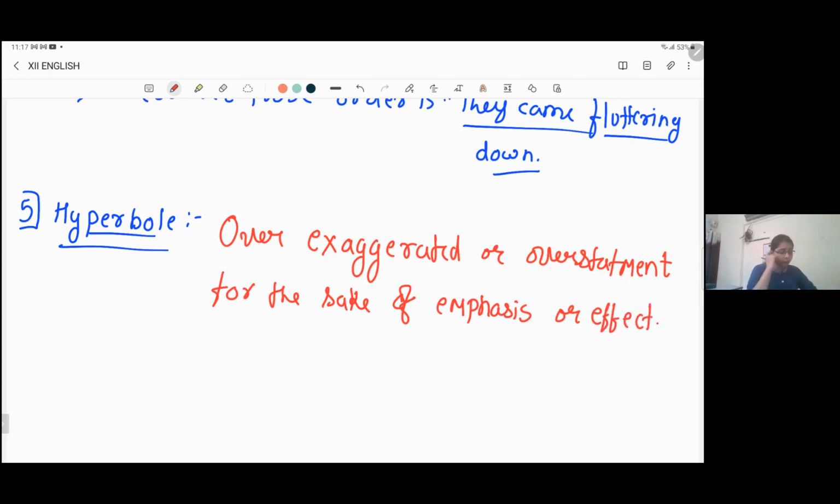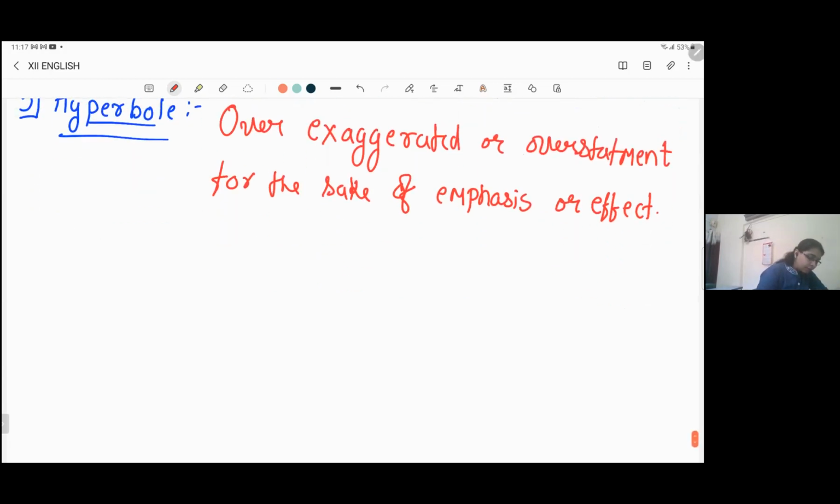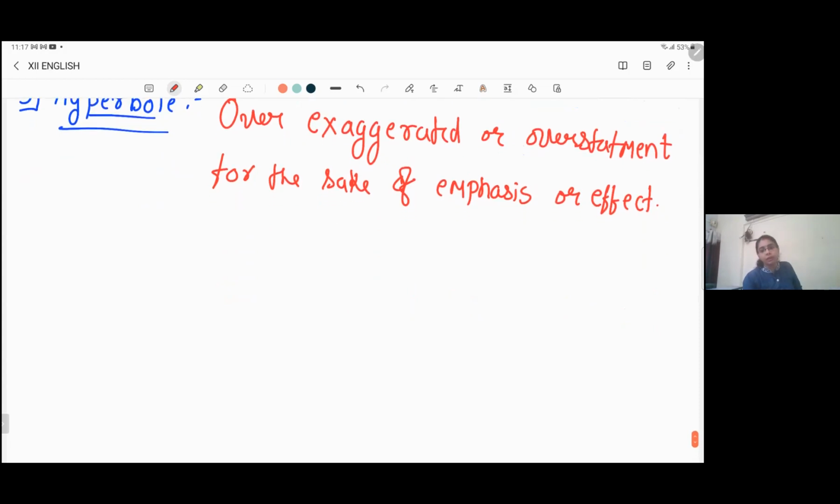Clear? Over exaggerated, overstatement for the sake of emphasis or effect, giving to a particular sentence. Now, regularly we talk to each other. When we want to exaggerate about ourselves, mostly y'all college going youngsters, what y'all do? Fake marna. Oh, that is called an over exaggerated sentence or overstatement.